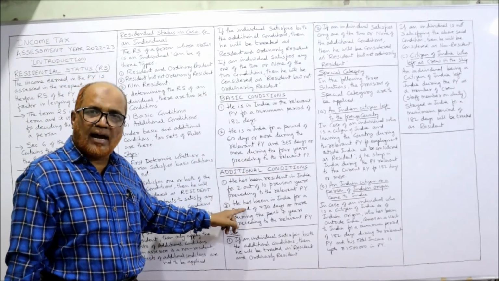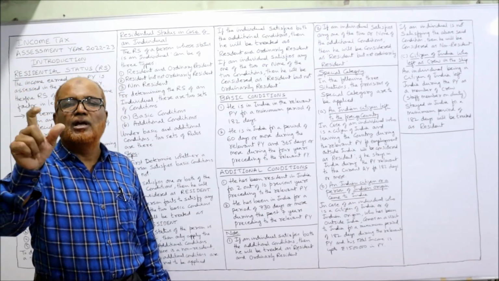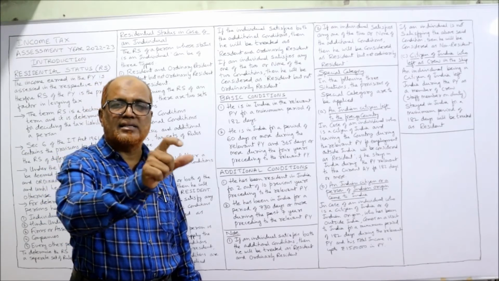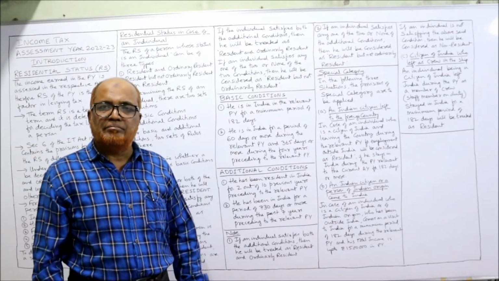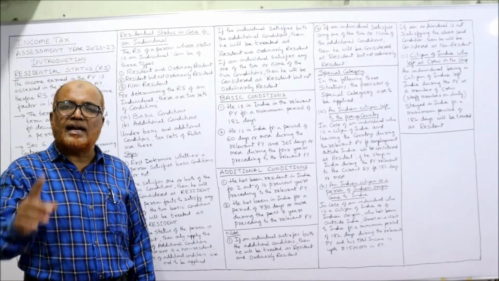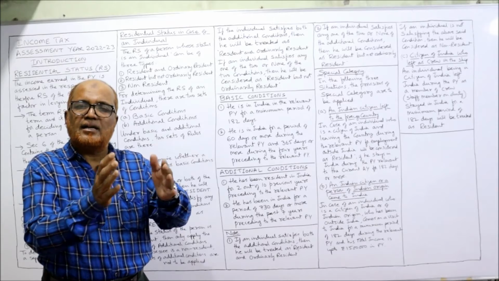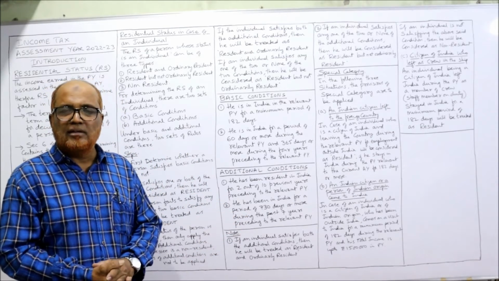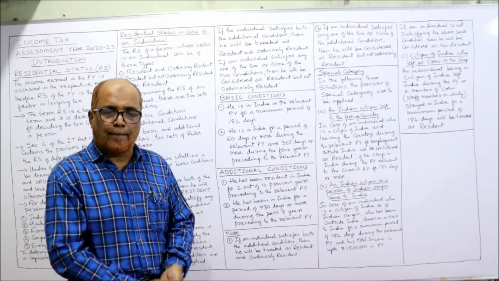So, if a person satisfies any one of the basic conditions, he will become a resident. Now we have to check the additional. If he satisfies both the additional conditions, he will be called resident and ordinarily resident. If a person does not satisfy any of the additional conditions or he satisfies one additional condition, he will be known as resident but not ordinarily resident. That's it. These are the provisions regarding determination of residential status of an individual.